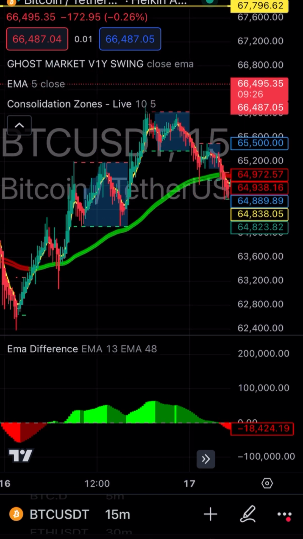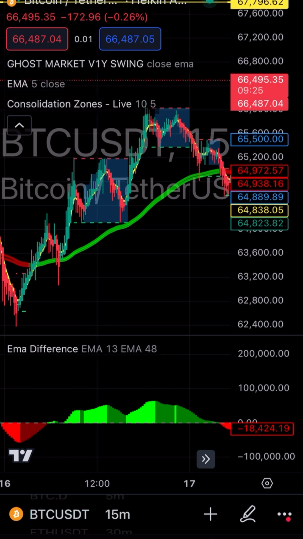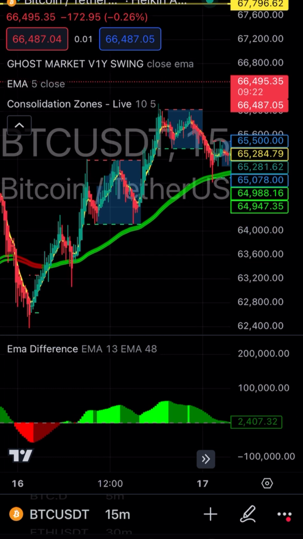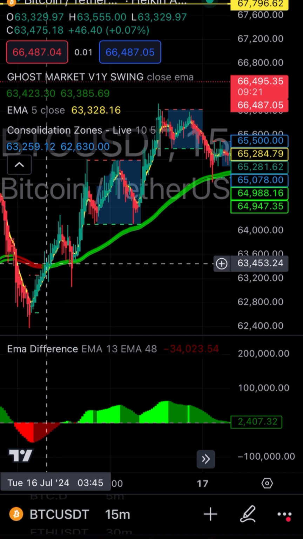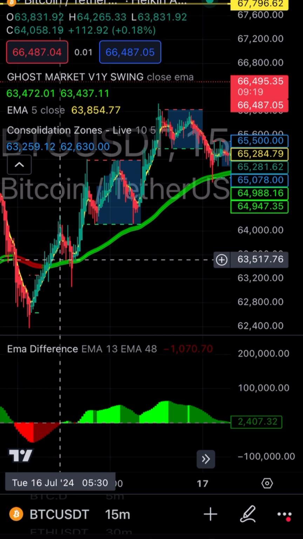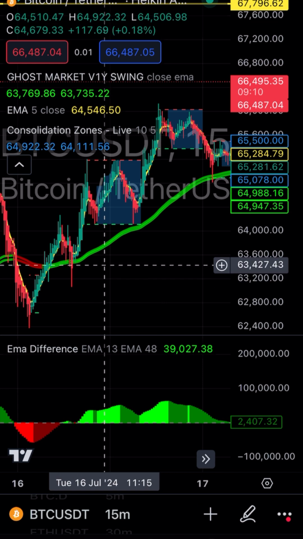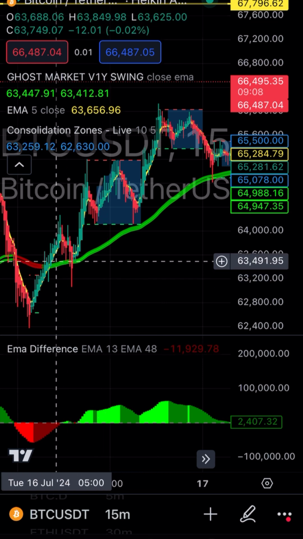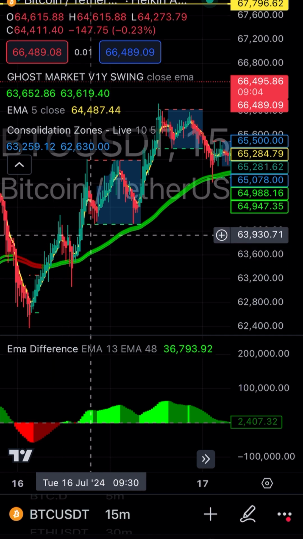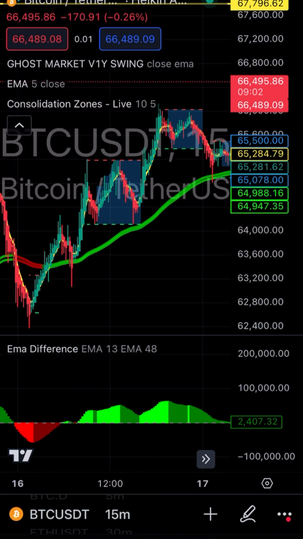Now, when you're finding your entry point, and I didn't bring this up yet, you want to make sure that when it crosses, you also see that your 13, 48 is pretty close to mirroring what it's doing here. Right here at the cross, we see that the signal is still getting weaker. So this could be a good trade if you see that happening with the EMA difference here.